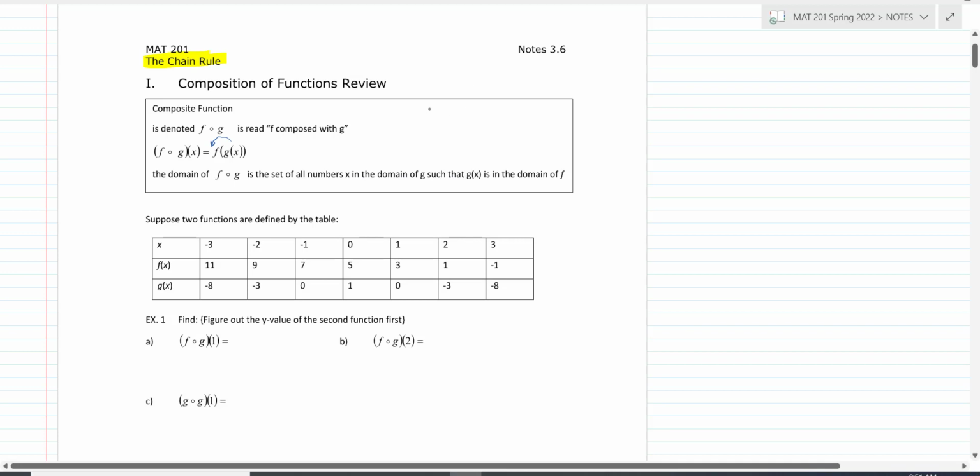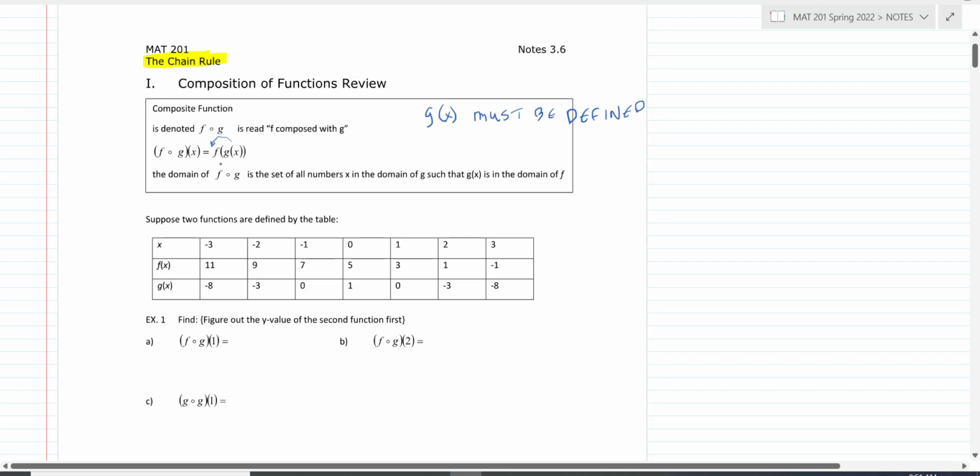So the thing is, g of x must be defined before f of x can be defined. Okay, so if g of x is undefined, then you're not going to be able to get anything for f of x. So just a couple of things I want to go through.